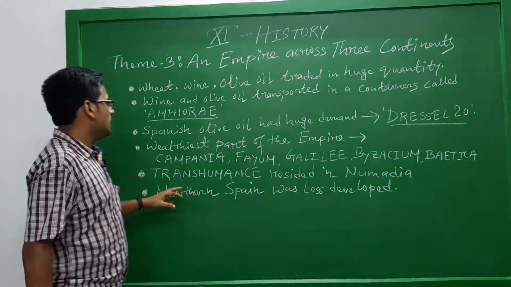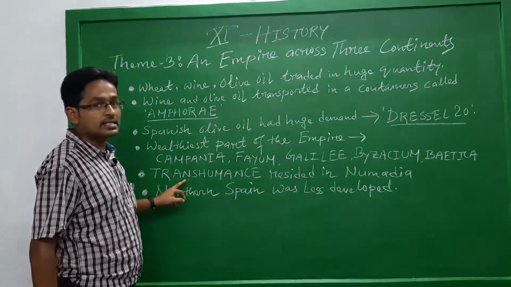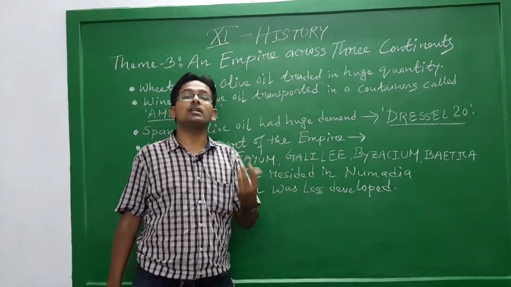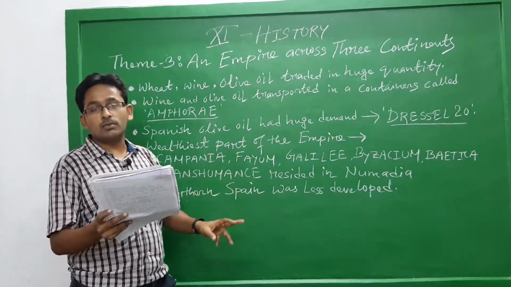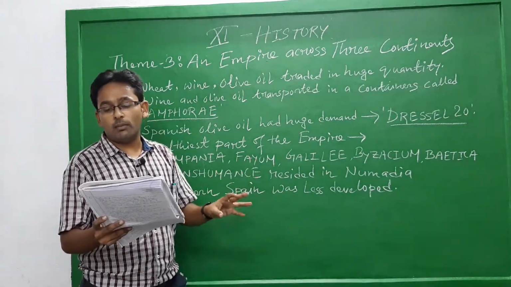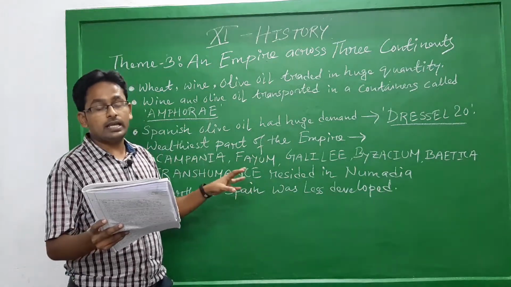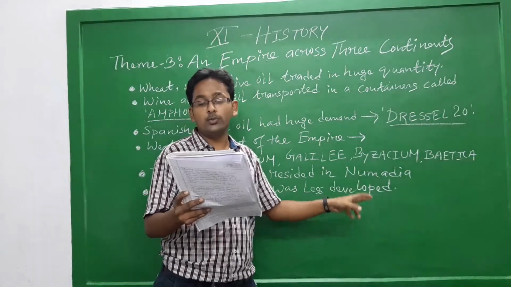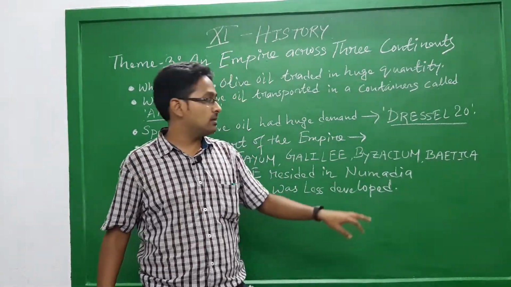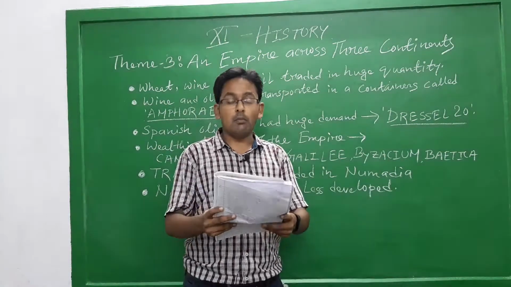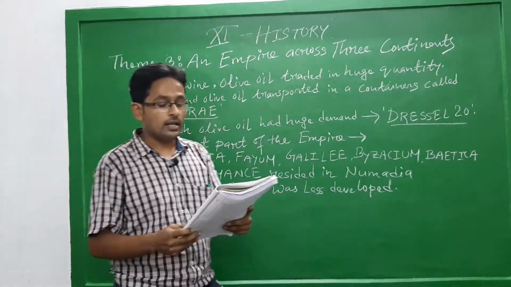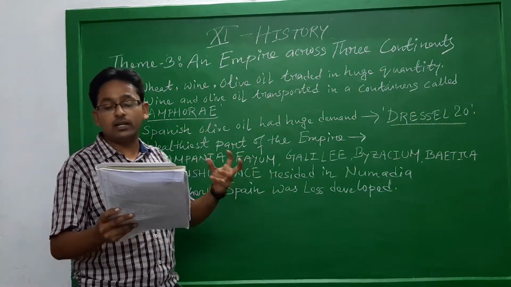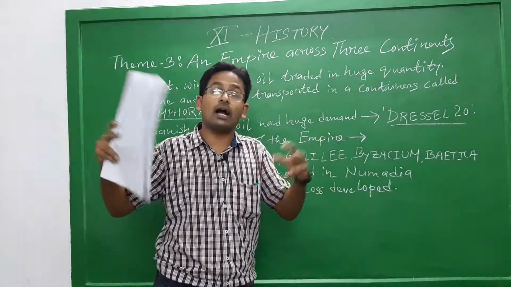Apart from this, there was another group of people residing in the Roman Empire, known as transhumants. Remember students, transhumants were semi-nomadic and pastoral communities. They were widespread in the countryside called Numidia, in modern day Algeria. These pastoral and semi-nomadic communities carried their oven-shaped huts called mapalia.